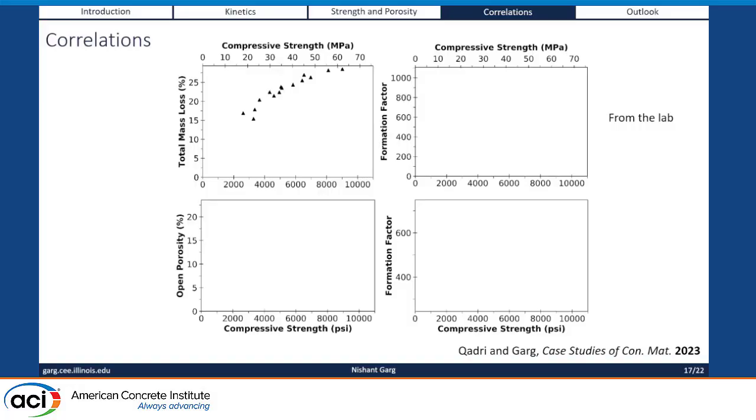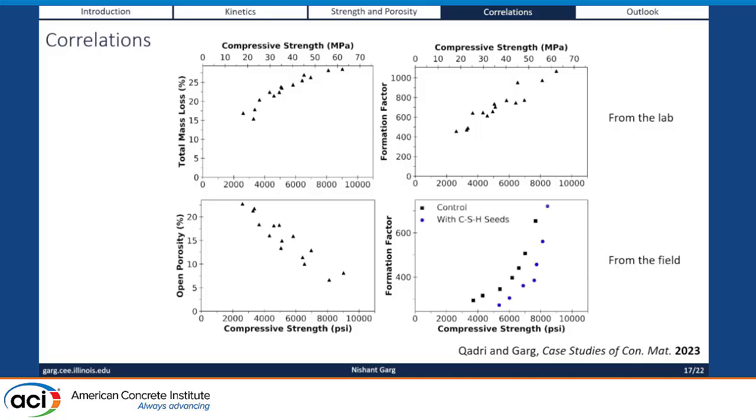The more hydration products you have, the higher degree of reaction, and you'll have a higher strength. If we take the formation factor, also measured via electrical resistivity, there also we see a decent correlation. With open porosity, again, as you reduce the porosity, you get to about 5% or so. Again, your strengths are pretty high.